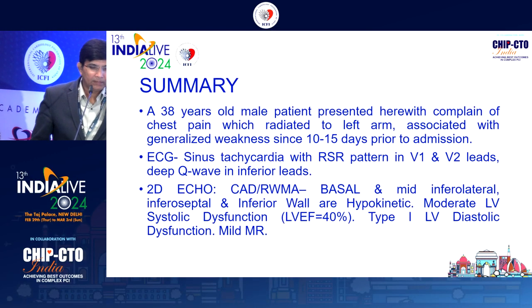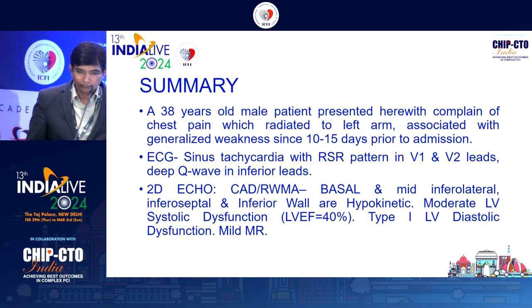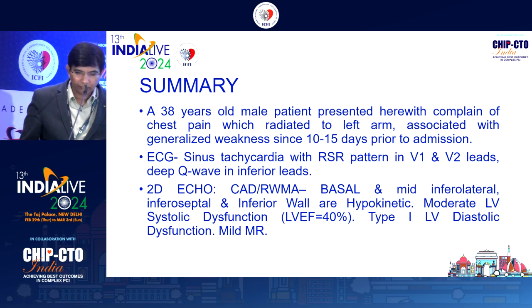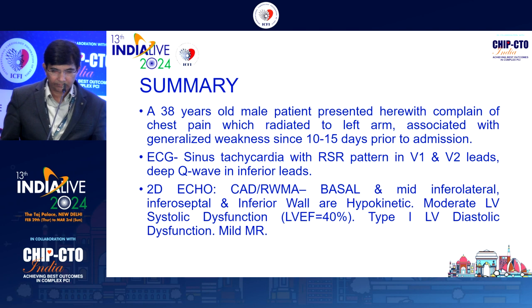Good morning. So this case was a 38-year-old male who presented with a complaint of exertional chest pain and dyspnea grade 3 and 4 for the last 10 to 11 months, increasing for the last 10 to 15 days prior to admission. ECG shows sinus tachycardia with some RSR pattern in precordial leads. Deep Q wave in inferior leads. Echocardiogram shows inferoseptal hypokinesia with ejection fraction 40% with mild mitral regurgitation.